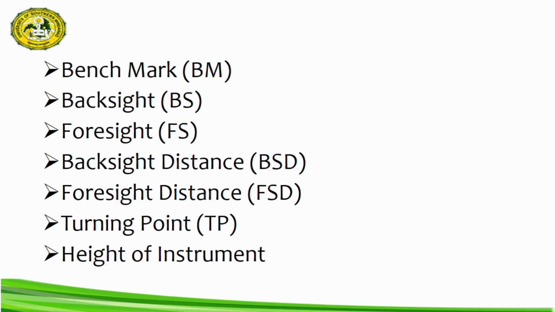And next, turning point or TP. Turning point is an intervening point between two benchmarks upon which point foresight and backsight rod readings are taken to enable a leveling operation to continue from a new instrument positioning. And lastly, height of instrument. Height of instrument or height of collimation is the elevation of the line of sight of an instrument above or below a selected reference datum.